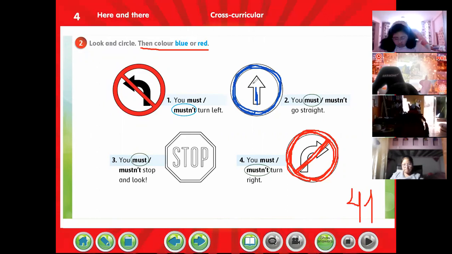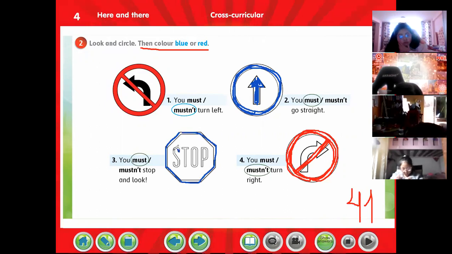You must go straight. Okay? Because this is an affirmative sentence. The same here, no? And you stop with blue color. Okay? And obviously the letters, no? The same, okay? Teacher, okay.